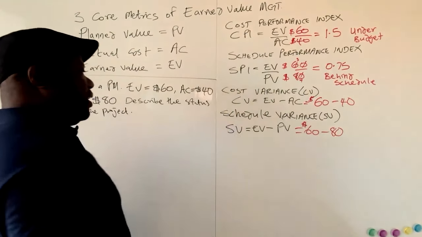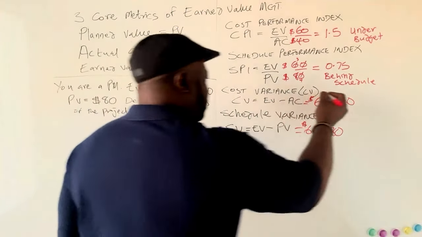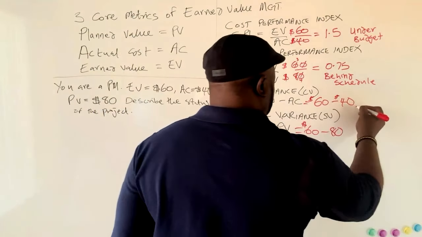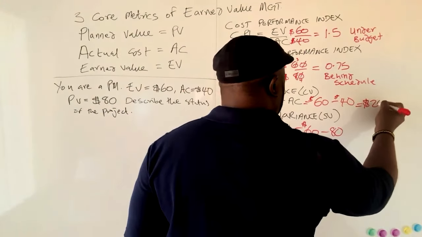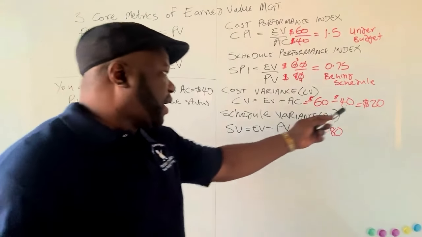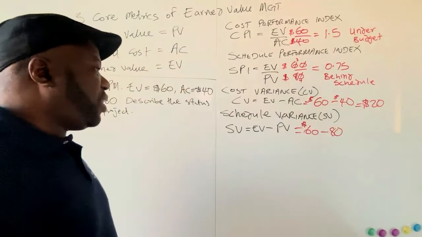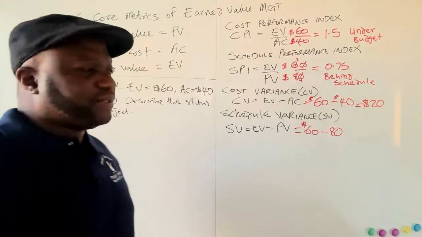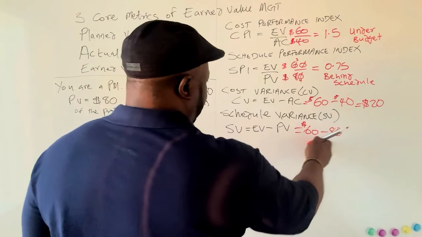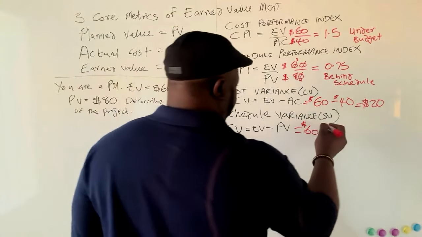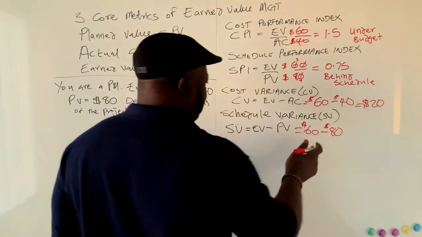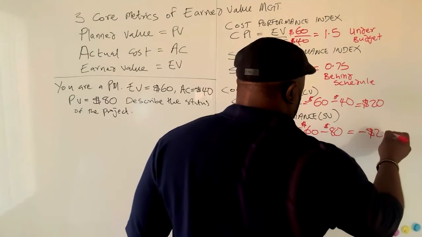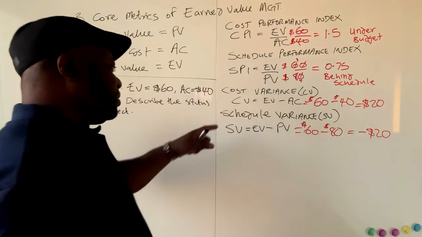And then coming down here, if we do the subtraction, understanding our final number will be in dollars, this is going to be $20. So we have a positive number there. That's positive $20. We take a look at the final one down here, factoring in 60 minus 80, this is going to be a minus $20. So what does this mean?